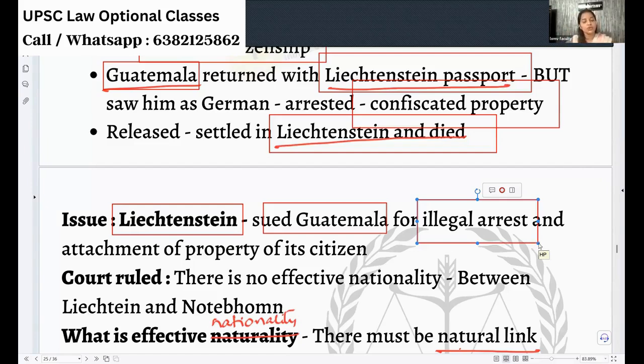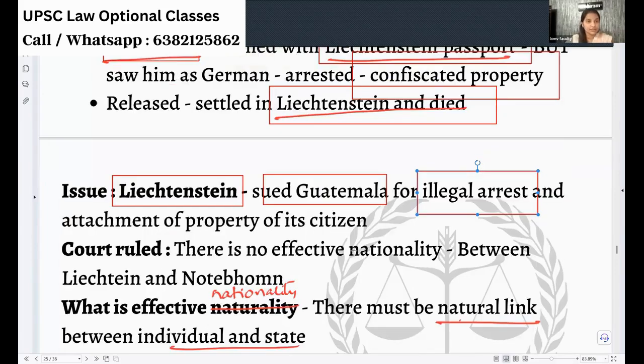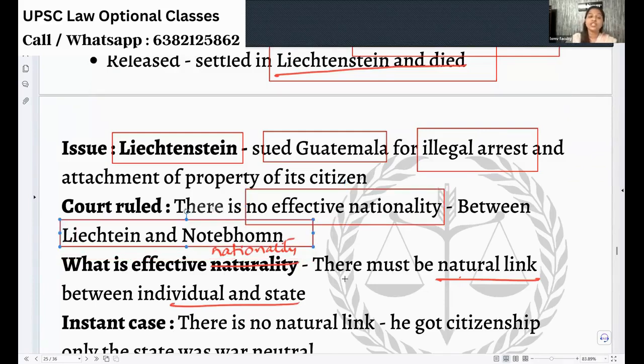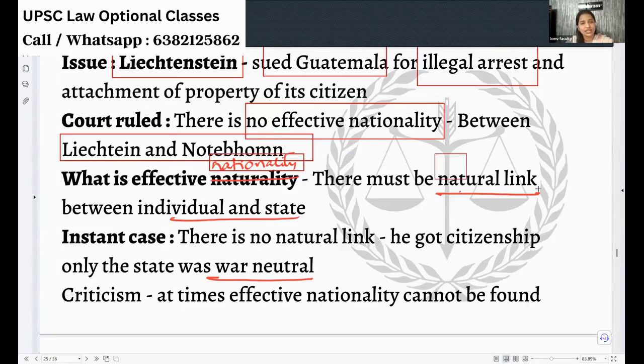The court gave the verdict stating that there is no effective nationality between Liechtenstein and Nottebohm. So the concept of effective nationality was discussed here. See, nationality is like motherhood. A daughter or son has a natural relationship with the mother. So what does effective nationality mean? There must be a natural link between the individual and the state.